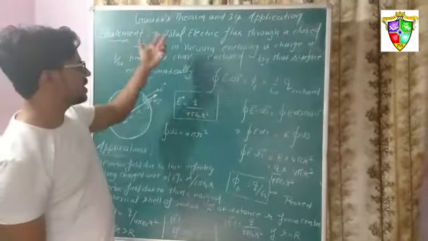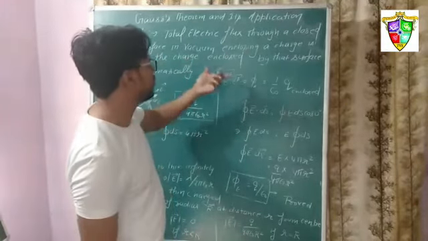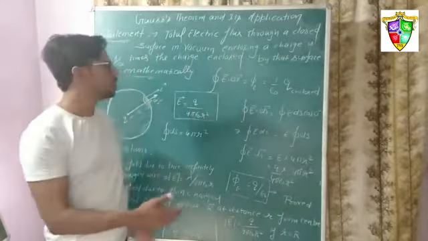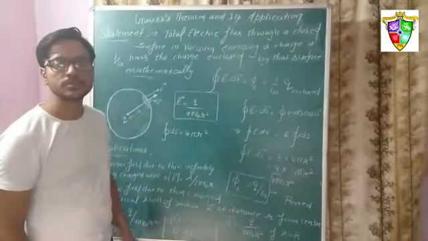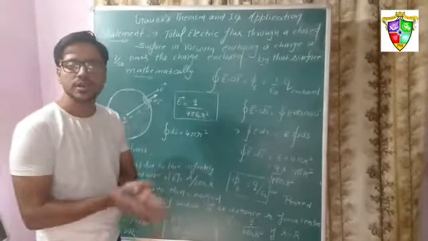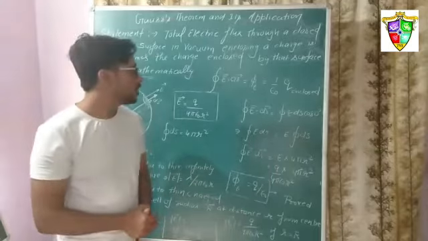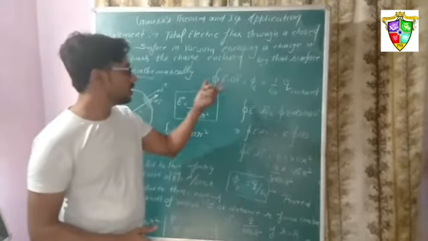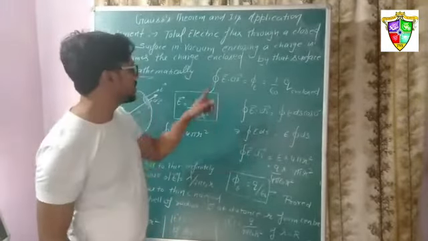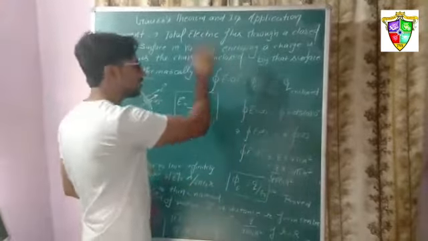Gauss theorem states that the total electric flux through a closed surface in a vacuum enclosing a charge is 1 by epsilon naught times the total charge enclosed. If we are calculating total electric flux, students, we know electric flux is the number of electric field lines crossing unit area. So how will we calculate total electric flux? It is the surface integral of electric field and the surface area. This is our electric flux.